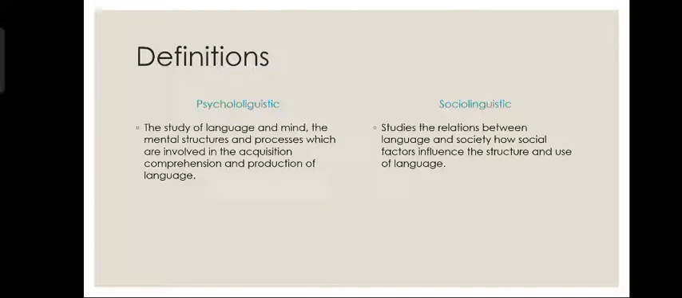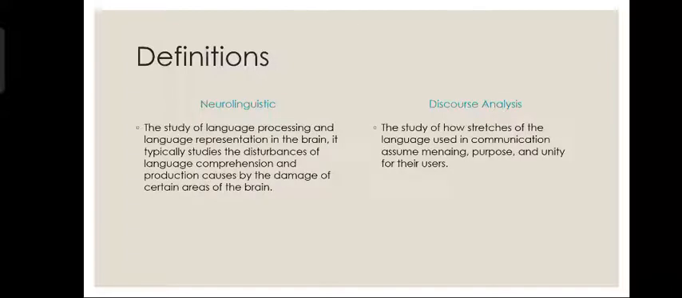Next is sociolinguistics. It studies the relations between language and society, or how social factors influence the structure and use of language. Next is neurolinguistics. This is the study of language processing and language representations in the brain. It typically studies the disturbances of language comprehension and production caused by damage to certain areas of the brain.